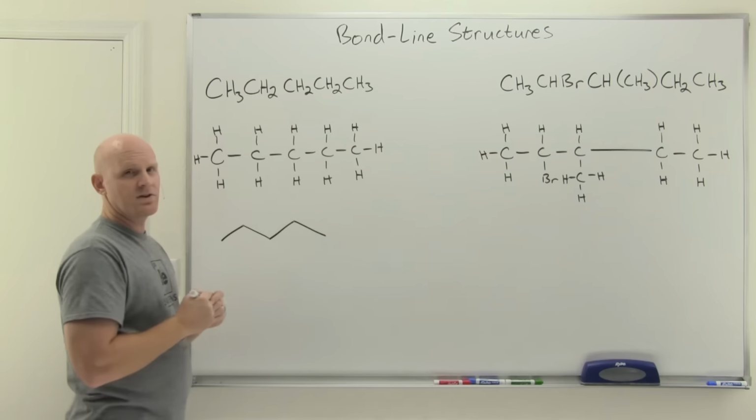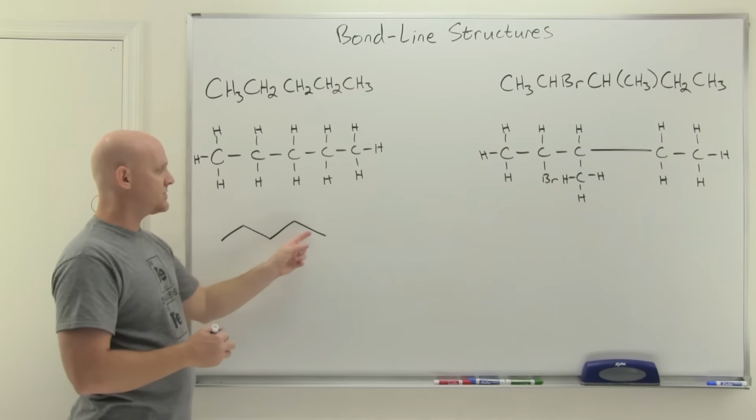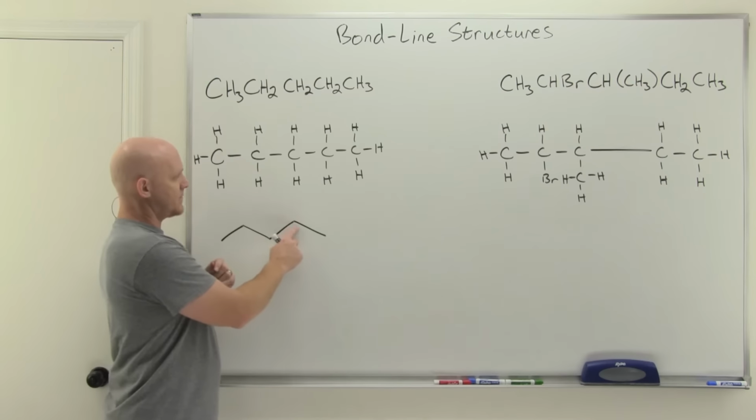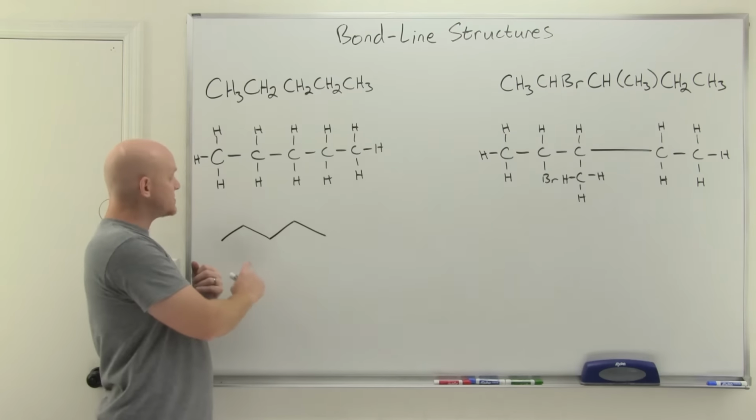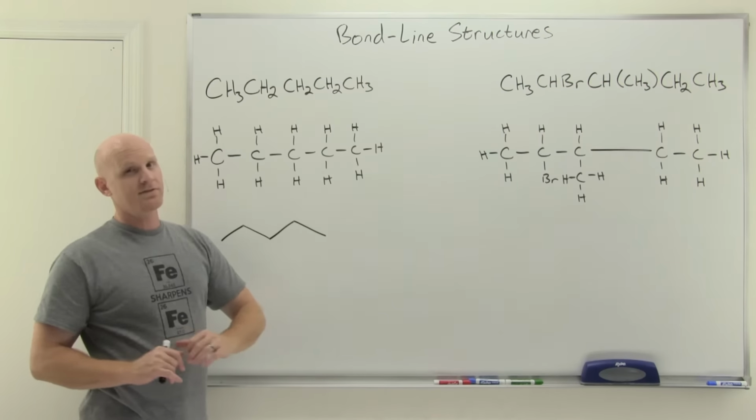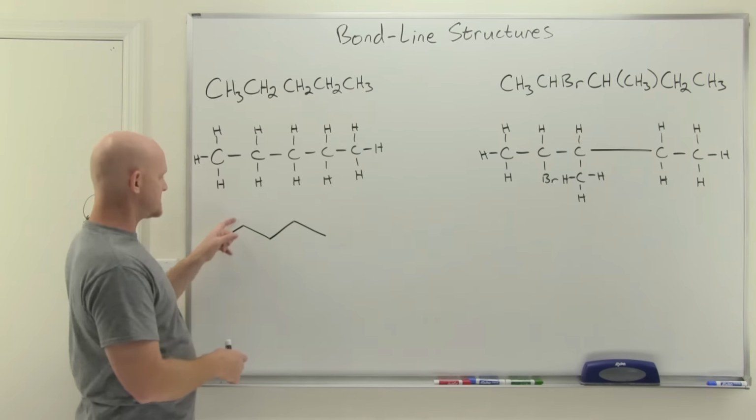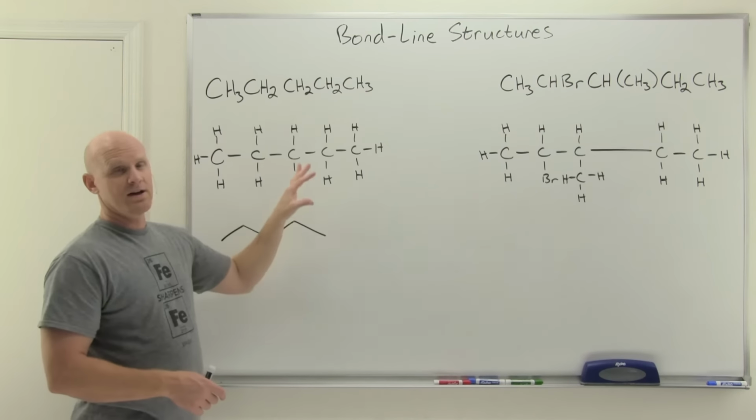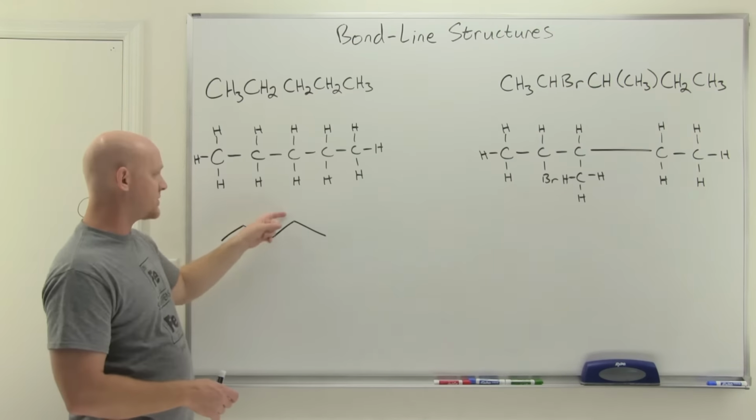And the key is don't count the number of lines you're drawing, count the number of vertexes. 1, 2, 3, 4, 5. Notice 5 vertexes only needed 1, 2, 3, 4 bonds. That's what I mean. Don't count the number of bonds, count the number of vertexes. So 1, 2, 3, 4, 5 to match up with 1, 2, 3, 4, 5. In this case, we don't draw any of the actual carbons.